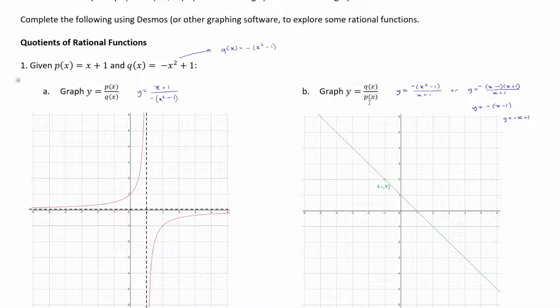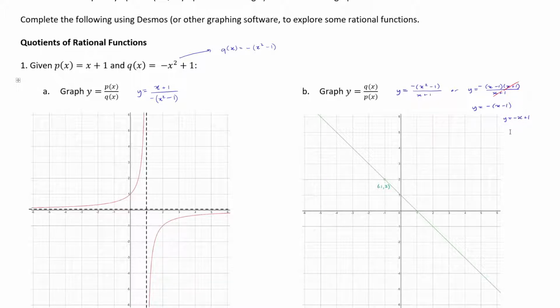If we flip this, we would have negative x squared minus 1 over x plus 1. Well, you should see immediately that x squared minus 1 is a difference of squares. So this can be factored over here, x minus 1 and x plus 1. What will then happen is that the common factor, that is x plus 1, would cancel. So this would cancel and that would cancel. And we would be left with negative bracket x minus 1, which is the equation of a line, right?